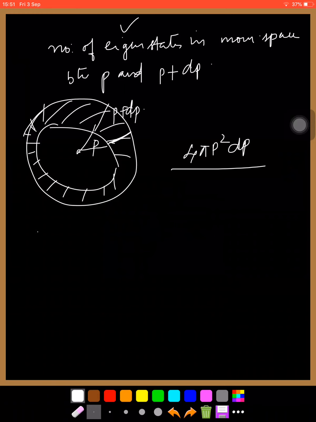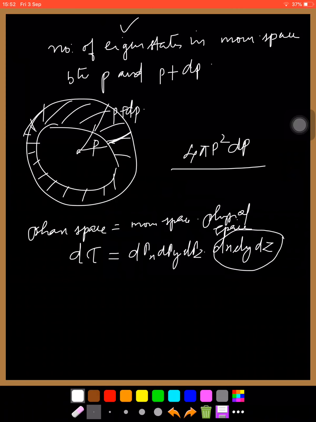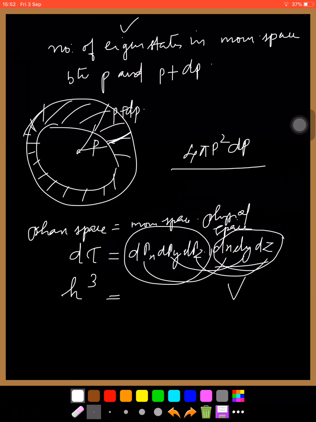So phase space, we know the phase space is a combination of momentum space and the physical space. Physical space and momentum space in combination make a phase space, and the elementary volume in phase space is dpx dpy dpz into dx dy dz, and this is the physical volume and this is the volume occupied in momentum space. In total, dpx into dx is h, dpy into dy is h, and dpz into dz is h. That is h cube is equal to this physical volume.